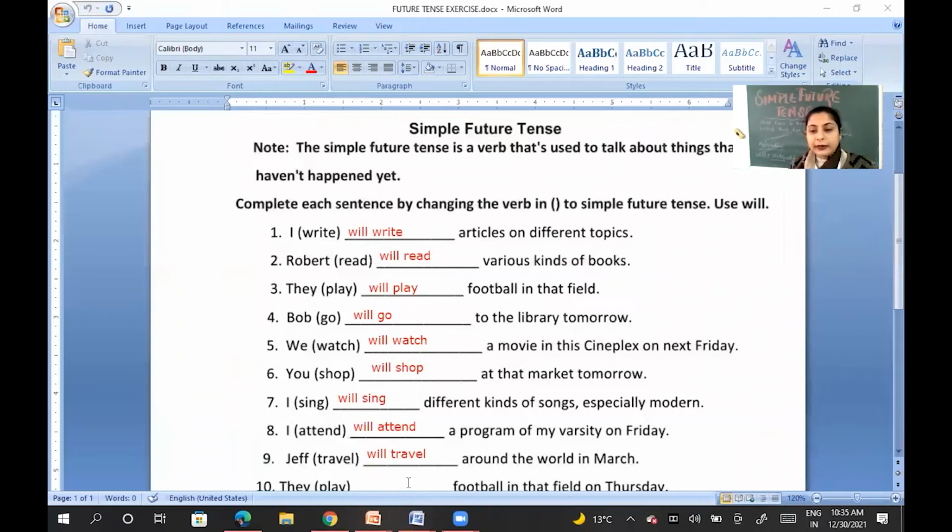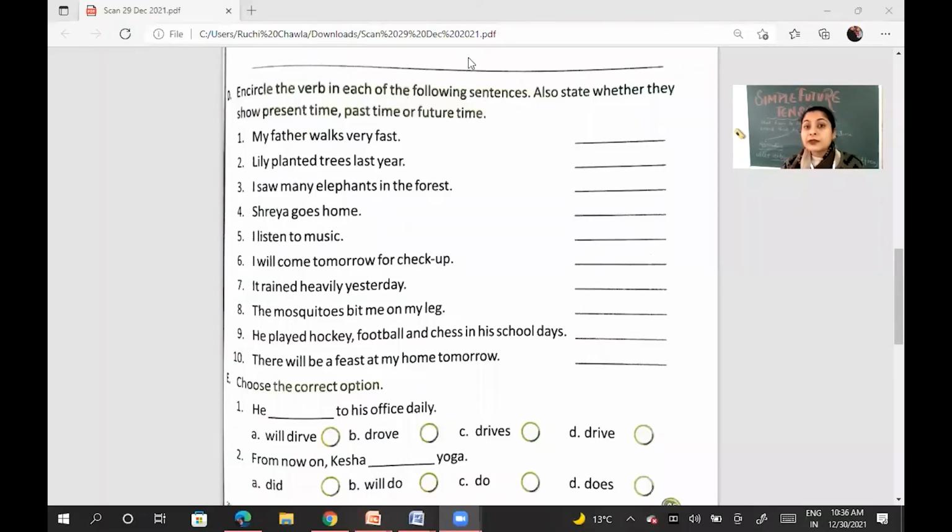Jeff will travel around the world in March. They play, so what will we do? They will play football in that field on Thursday. Alright, so in all these sentences we have simply added will before the action word, and now all these sentences are in future tense. Now, we have discussed all three simple tenses: simple present tense, simple future tense and simple past tense.